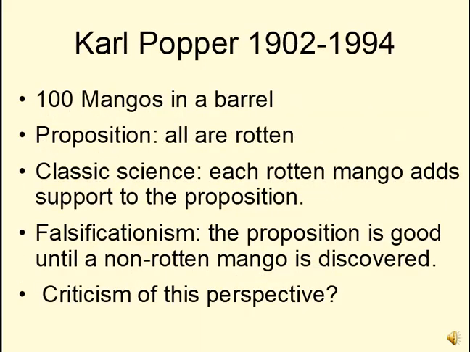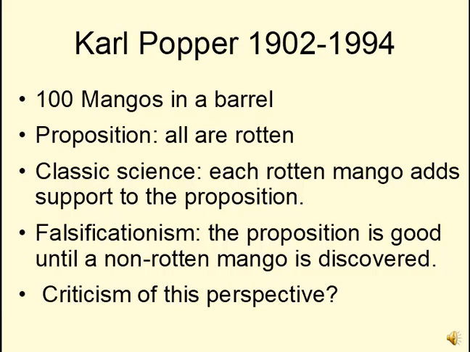So we return to the problem of induction. Karl Popper says we've got 100 mangoes in a barrel. The proposition or the hypothesis: all are rotten. Popper says that this is a hypothesis on trial that we are trying to falsify. In classical science, this statement is one that we are trying to support. So in classical science, each rotten mango that we pull out of the barrel adds support to our hypothesis that all are rotten. For Karl Popper, he says the proposition is good until we pull out a non-rotten mango.